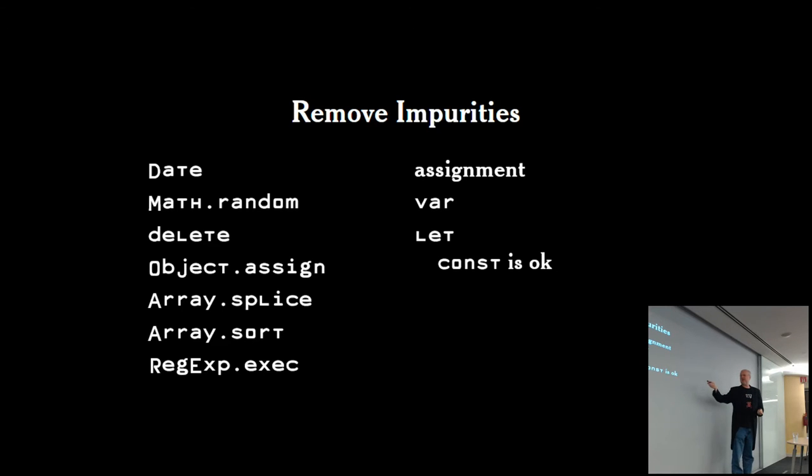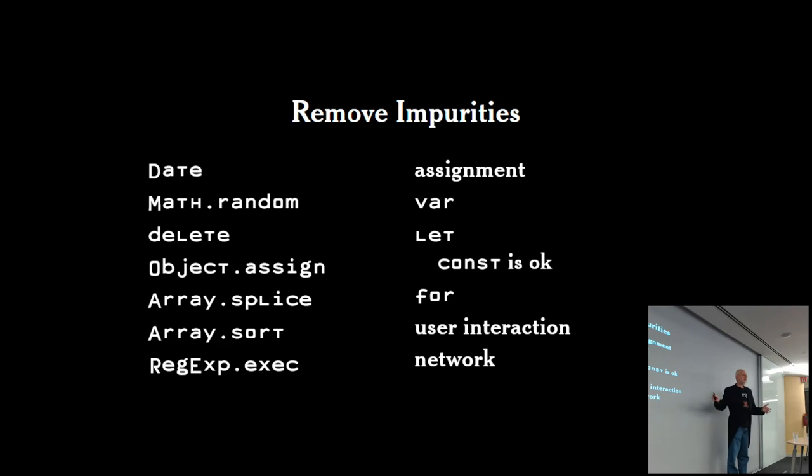So const is good. For statement, can't have for statements because it wants to change an induction variable. That's mutating, got to get rid of that. Users, turns out every time a user comes along they'll do something different. Humans can't be mapped mathematically, they just don't compute. So got to get rid of the users and got to get rid of the network because it turns out every time you go out on the network, something else could happen, so we've got to get rid of that.